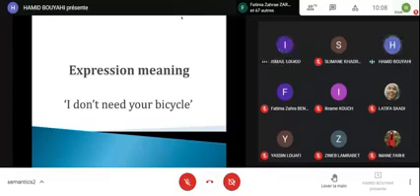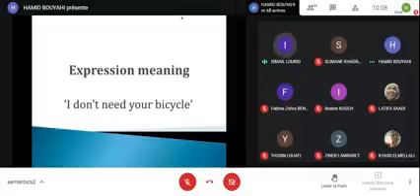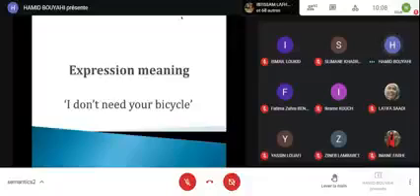Yes, go ahead, Ismail. If I want to explain this sentence to someone, I would say that I refers to the speaker, who says that he doesn't require the bicycle of the addressee. Yes, that's basically it. So the speaker does not require the bicycle of the addressee. So let's see how we move to get there.